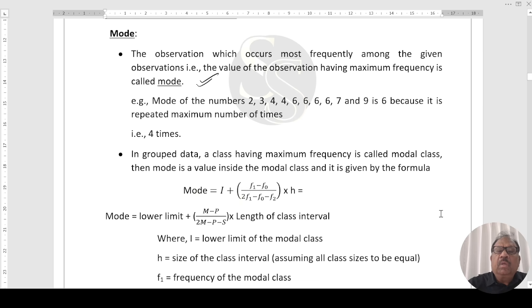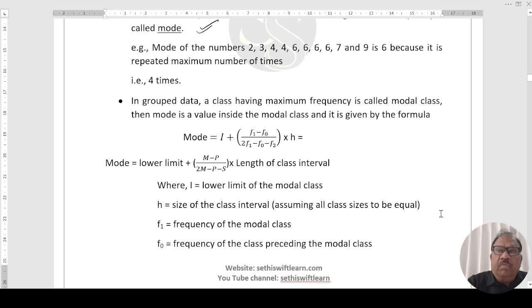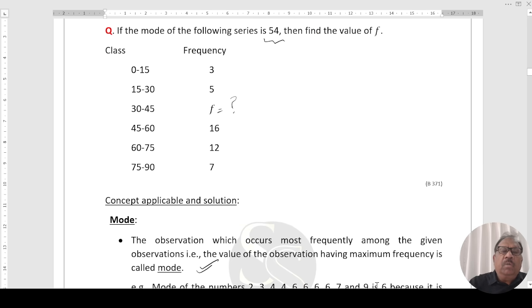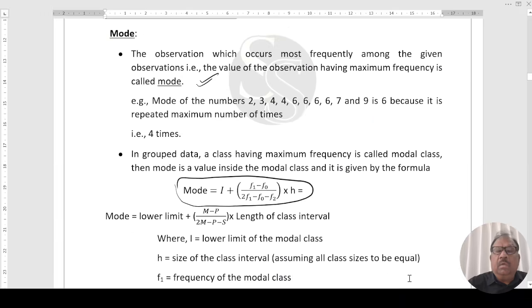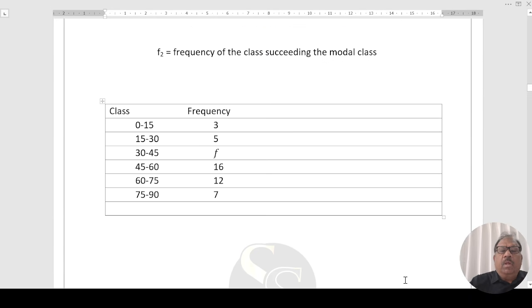For grouped data, we have to identify the interval which has the maximum frequency, and we will apply this formula. This formula will be discussed along with the question, right? Now, mode is 54. 54 belongs to which class? 54 comes out to be in this case. Then come to the question. This is the modal class.